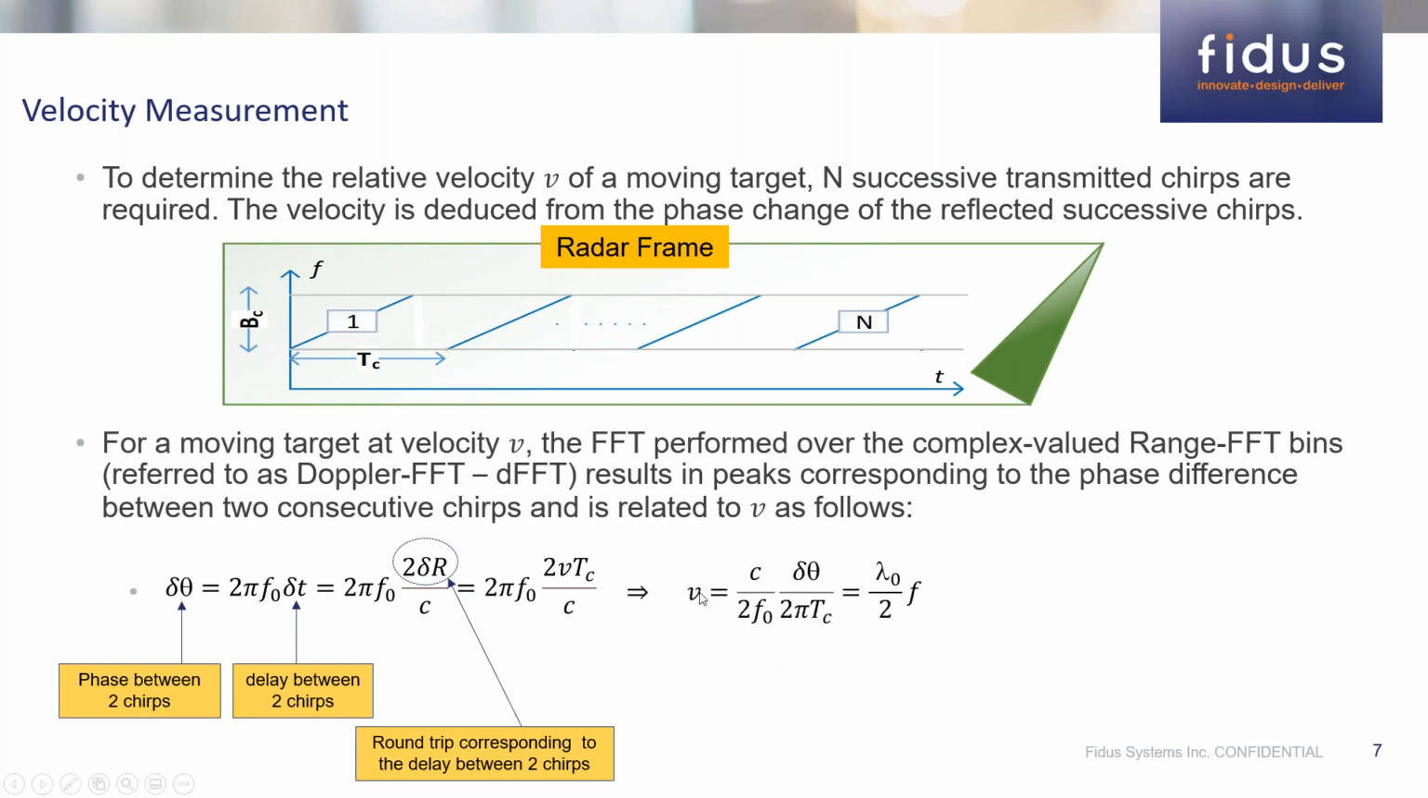And from there, we can deduce the speed related to the phase difference. And this C over F0 is just the wavelength divided by 2. And this can be seen as a frequency shift, or it will be referred to also as Doppler shift. So the speed is just half the wavelength times the frequency shift.